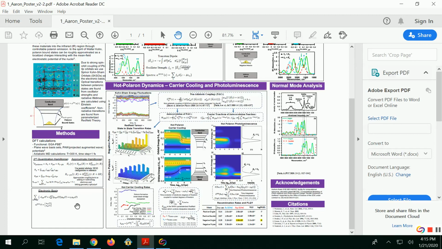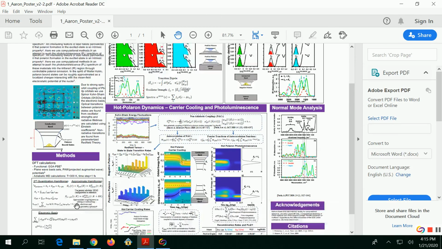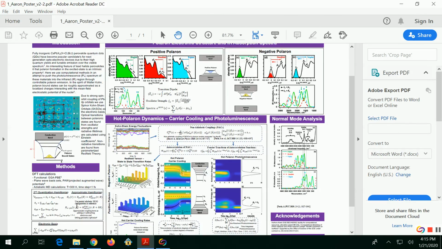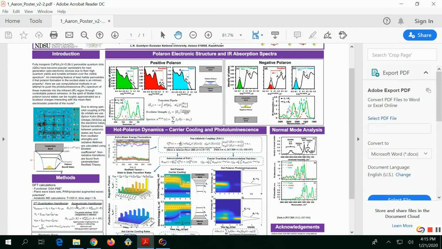Question. Yes, so in the introduction, you mentioned you are using computational methods to push the following spectra. What's the meaning of push? Are you just manipulating the data? Oh, it's just trying to innovate. So, experimentalists, as far as I know, people don't look at IR photoluminescence for polarons. So by push, I mean push this idea onto people.